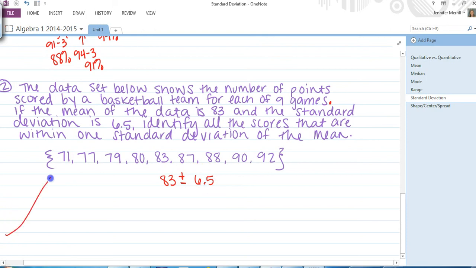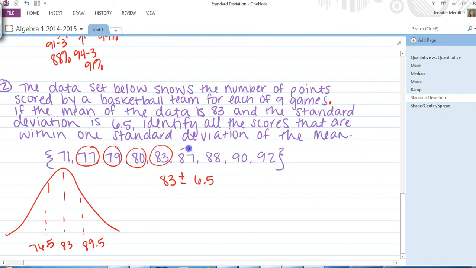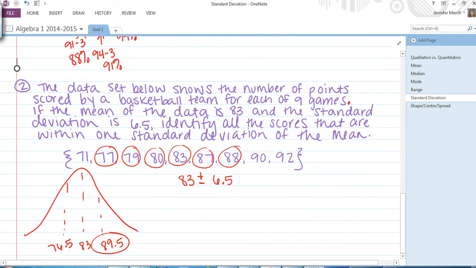So that way, if this is my bell curve and this is 83, when I go up one standard deviation, that's the plus 6.5, and when I go down one standard deviation, that's going to be the minus 6.5. So I'm going to end up with 89.5 and 76.5. Now I want to look at these numbers and find the numbers in between. So 77 is bigger than 76.5, 79, 80, 83, 87, 88, and then I can't circle the 90 or 92 because that's above one standard deviation, above that 89.5.